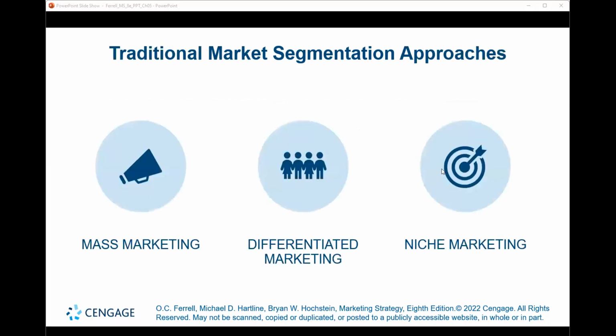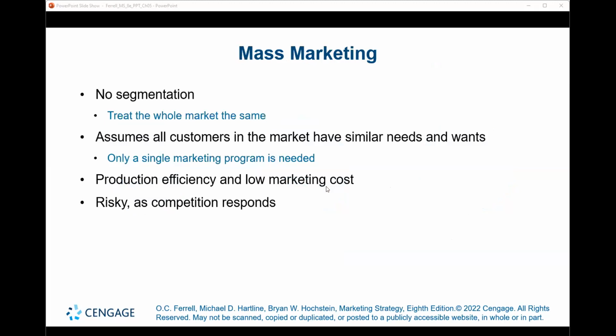And so we're going to talk about these one at a time: mass marketing, differentiated marketing, and niche marketing. And yes, differentiated and niche are different. So it seems rather bizarre to say that no segment whatsoever is a segment, but it is. Okay. Mass marketing treats the entire audience the same. It assumes all the customers in the market have similar needs and similar wants, and only one single marketing program is needed.